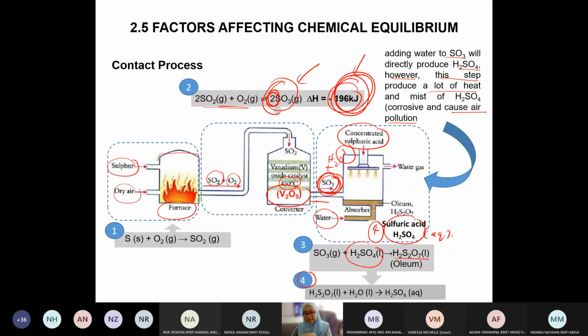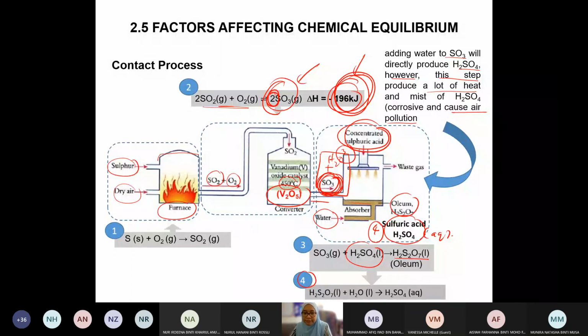Kalau you letak sulfuric acid and then you letak water dekat situ, because the heat produced is very hot, the heat produced tu a lot lah. That's why dia boleh terus jadi mist, okay, dia terus evaporate water tu. So this step is very dangerous. So instead of going for this step, walaupun dia direct tapi it is dangerous, dia kena SO3 tu react dulu dengan concentrated sulfuric acid producing oleum.